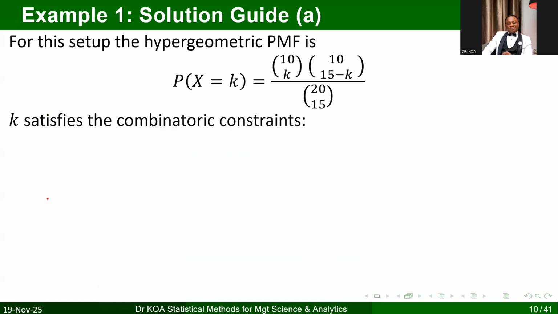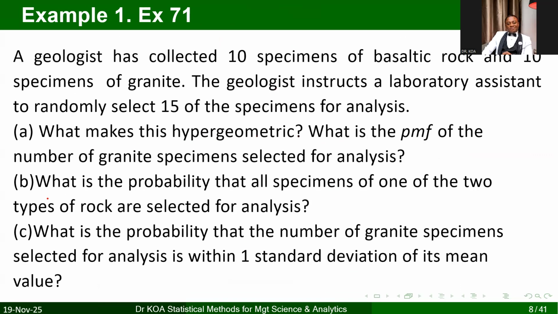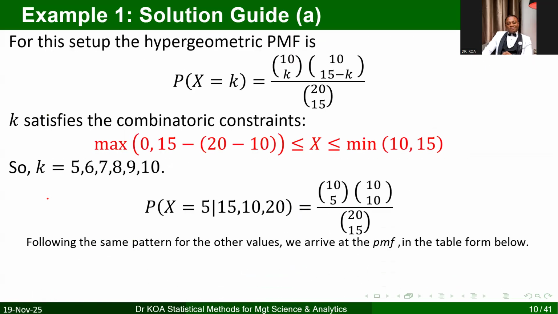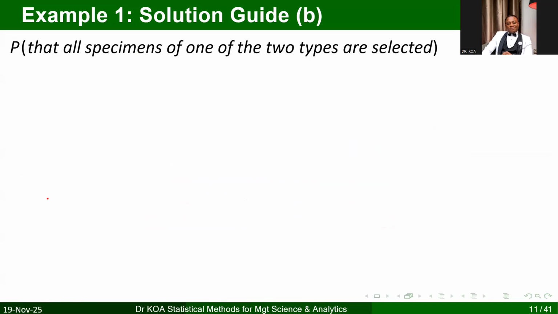The next part of the question is this. What is the probability that all specimens of one of the two types of rocks are selected? This is interesting. All specimens of one of the two types of rock are selected. How will you go about that? I've written it here: the probability that all specimens of one of the two types are selected.